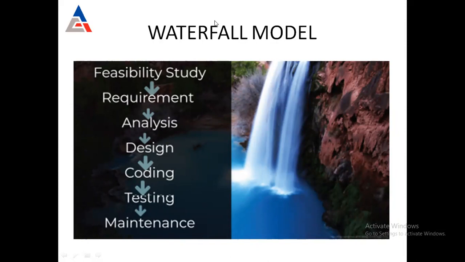Why is it called the waterfall model? Because it starts from the top and ends at the bottom, just like a waterfall. You all have seen a waterfall in the mountains, starting from the top and ending at the bottom. You can see the picture over here. That's why we call it the waterfall model, because the very first step starts from the top, that is feasibility study, and the last step is maintenance at the end, and in between are the various phases performed to develop the software in the waterfall model.